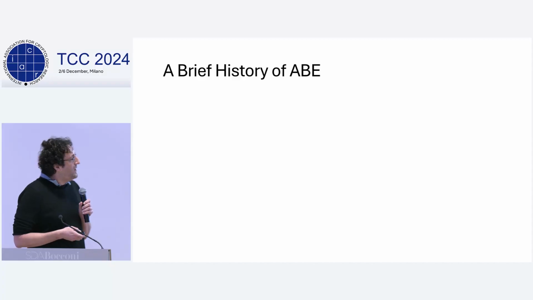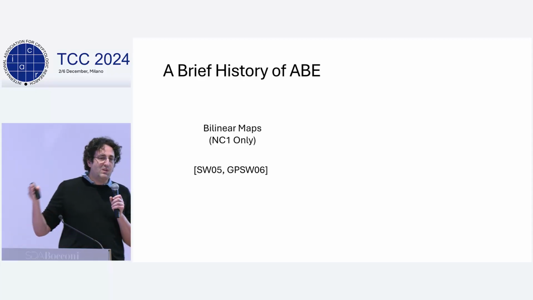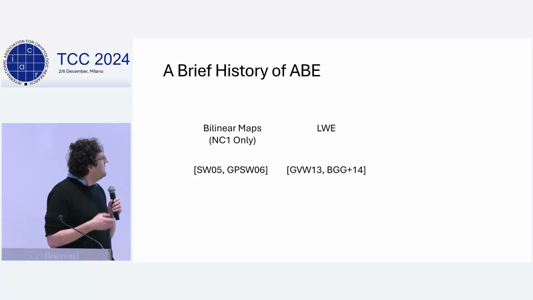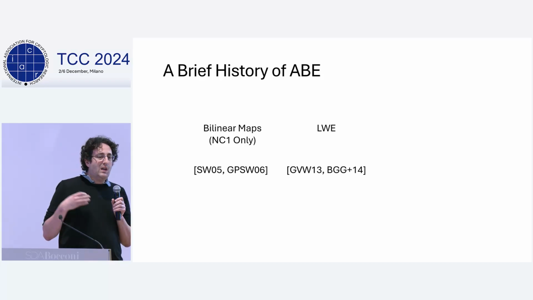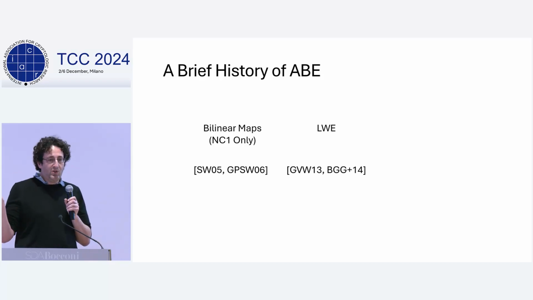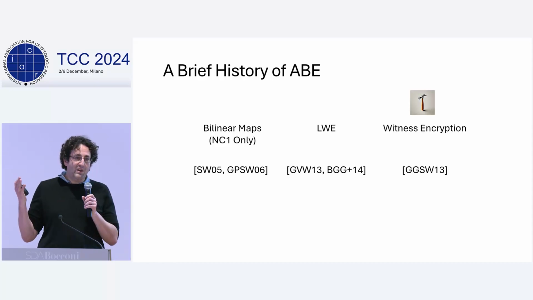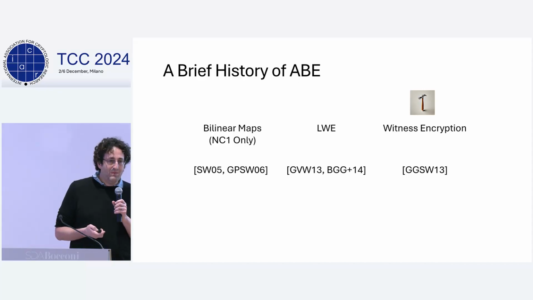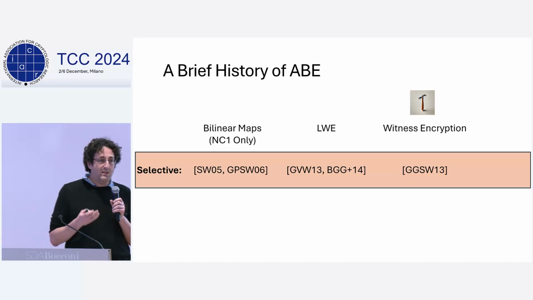Okay, so what's known about ABE? The initial construction of ABE was for policies that could be expressed by NC1 circuits, and we had this from bilinear maps. Later, under the learning with errors assumption, or LWE, we got ABE where the policies could be arbitrary circuits. And lastly, we also know the latter from a generic primitive called witness encryption, albeit a pretty heavy hammer. Okay, but all of these initial schemes, unfortunately, were only selectively secure.